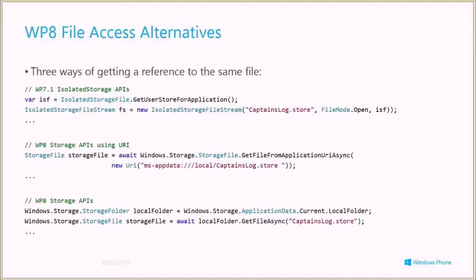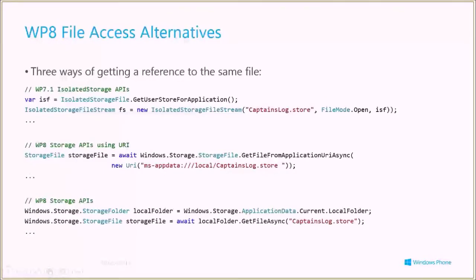The top one here that you can see is the Windows Phone 7.1 isolated storage APIs. This is how you use the isolated storage APIs to, for example, open a file. You get a reference to the local folder, and then you create a reference to the file in that folder that you created, which is the ISF. So in that folder, you created a reference to the captainslog.store. This is a file, and then the file mode is how you want to open that file.